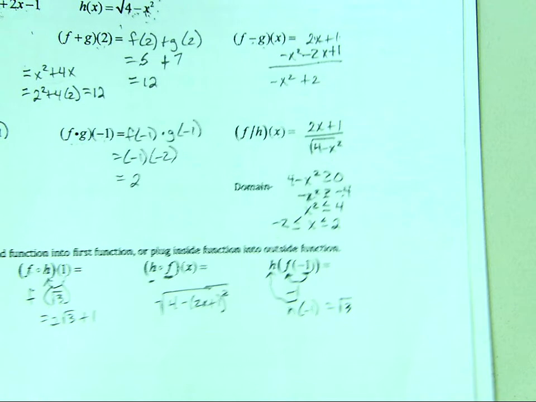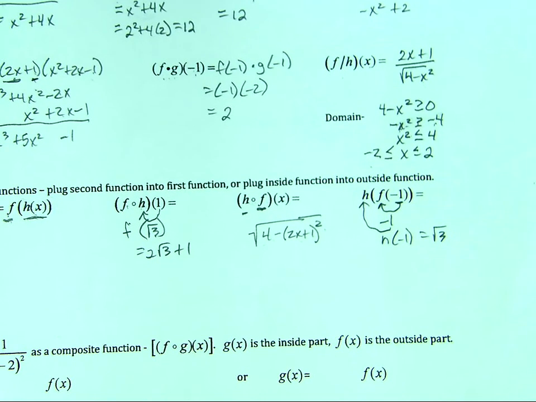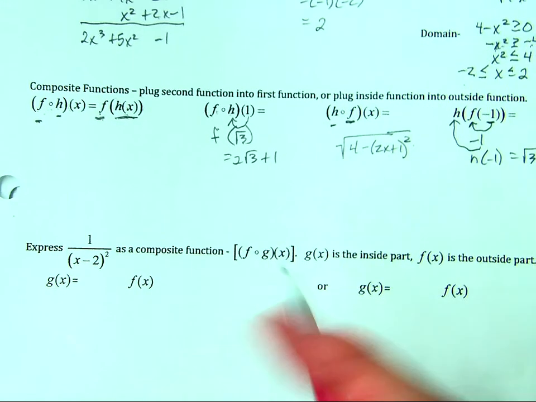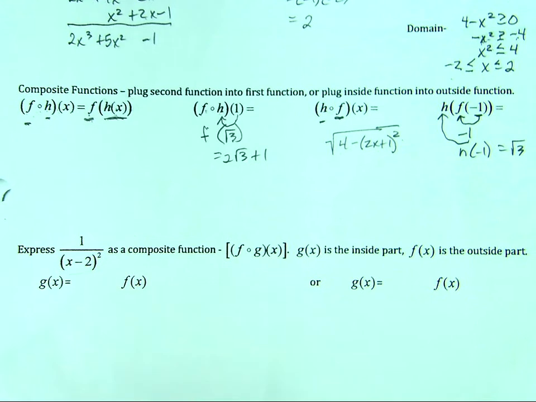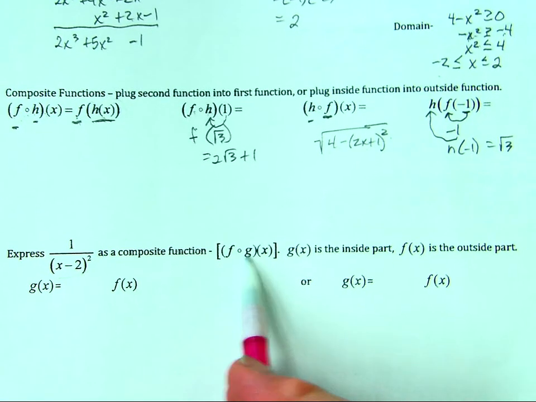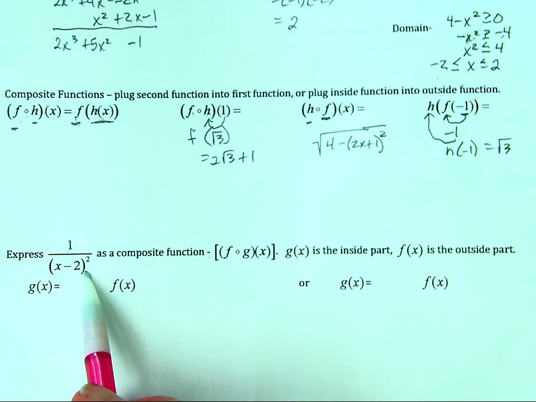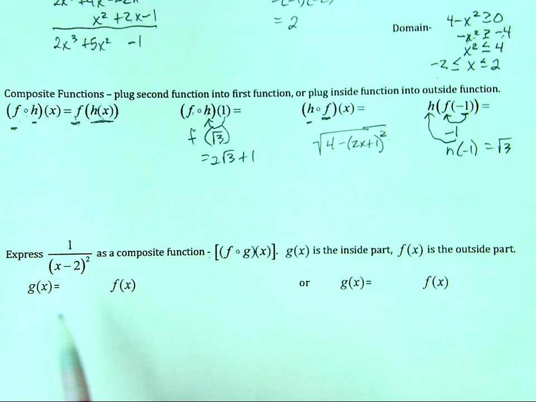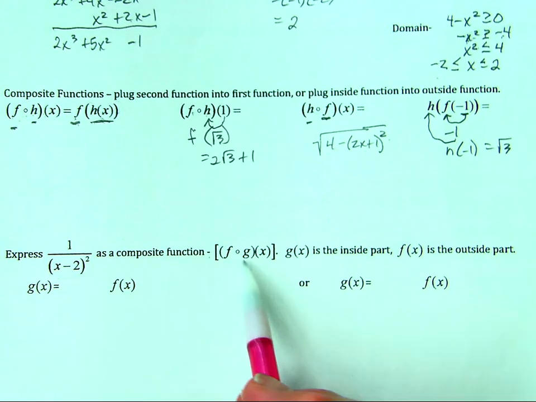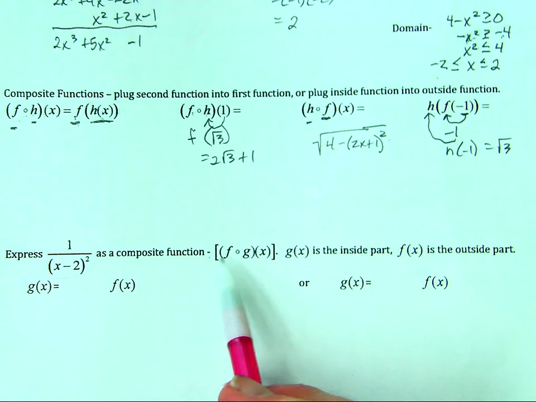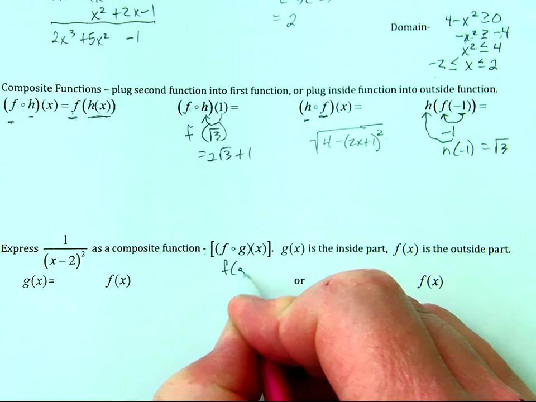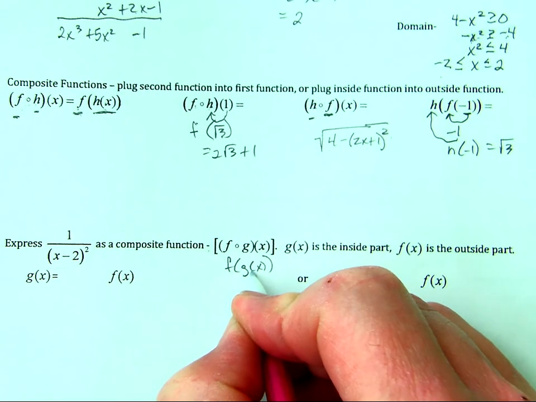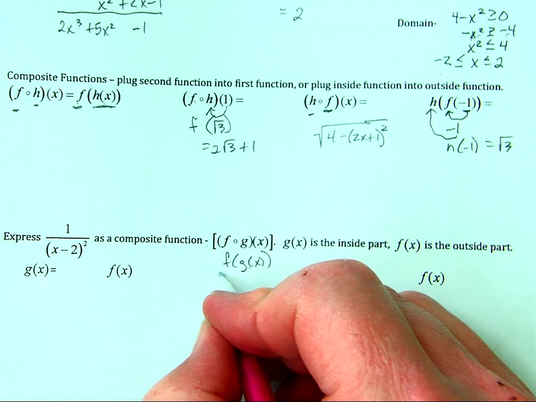Now the last thing is we want to create a composite function. We want to say, what would you use for f and g if you wanted to end up looking like this when you did f of g of x? So this right here represents f of g of x. So looking at this, g is the inside part, f is the outside part. Or if you wrote it in the other format, this looks like this. g is the inside part, f is the outside part.